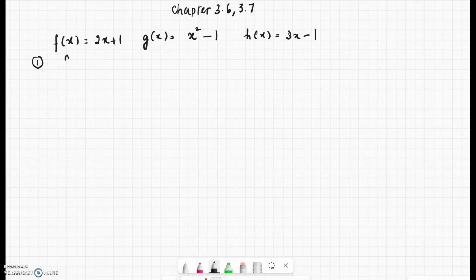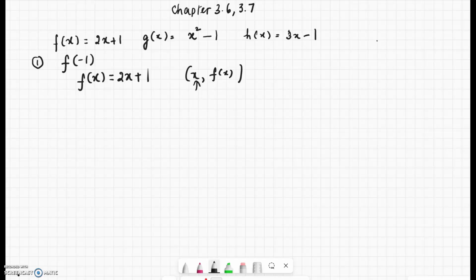So let's find the value of f of -1. So what this means is the function, which is the rule, is defined by f of x equals 2x plus 1. What this means is that this equation will help us figure out the value of y, which is f of x, if we plug in an x.